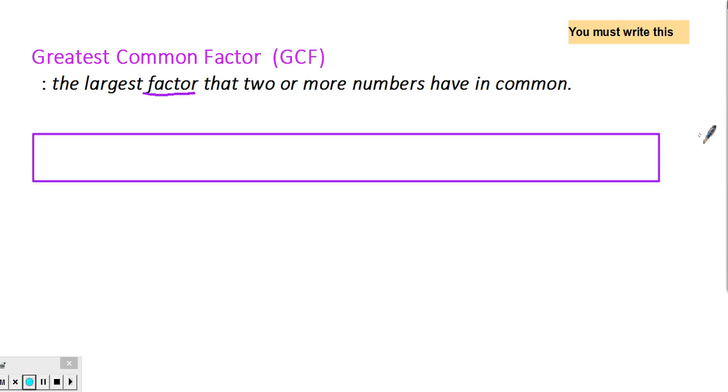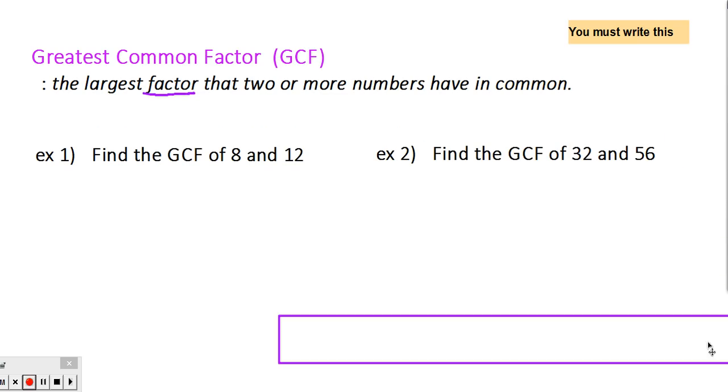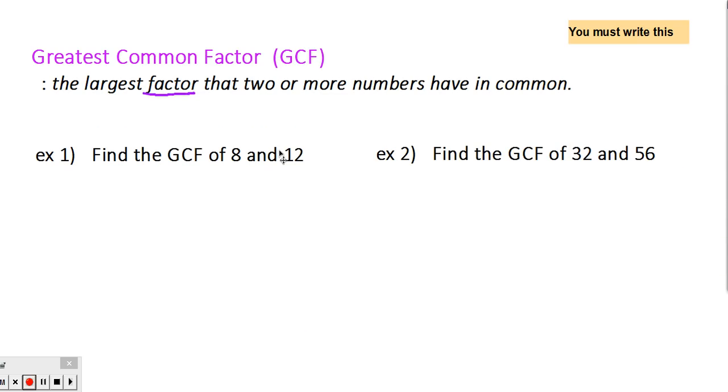So let's look at some examples. The first example is to find the greatest common factor of 8 and 12. Now, factors of 8, there are many. Please don't write this down, but factors of 8, you can have 2 times 4, or you can also have 1 times 8, right? But generally, you don't want to use factors of 1. Okay, you don't want to use factors of 1. So I'm going to go with 2 and 4. So factors of 8 are 2 and 4.